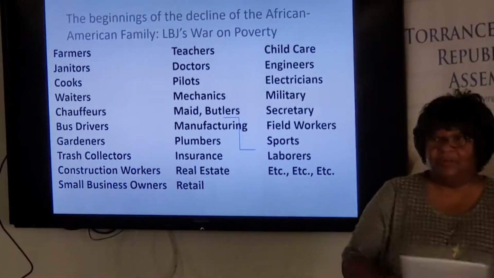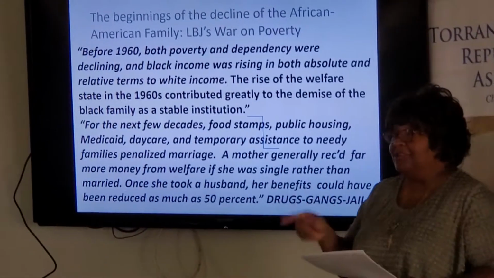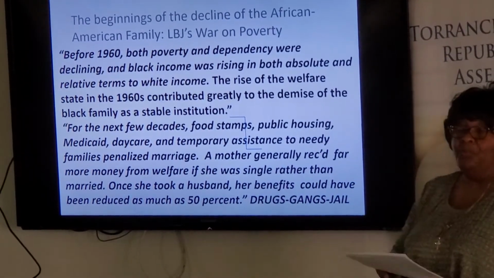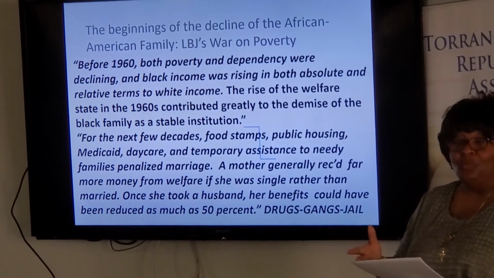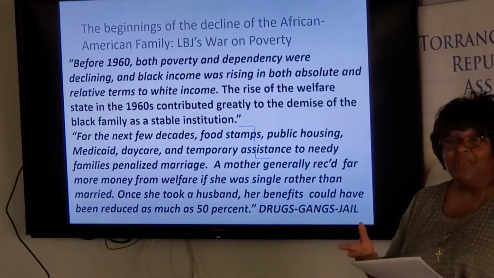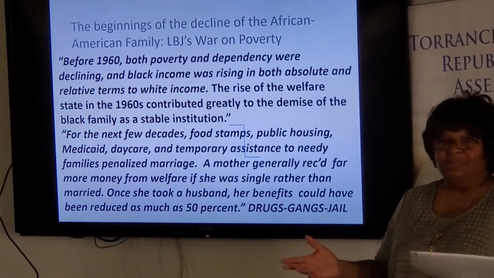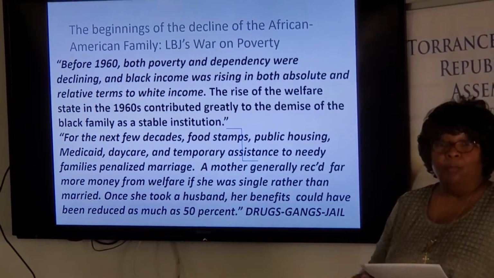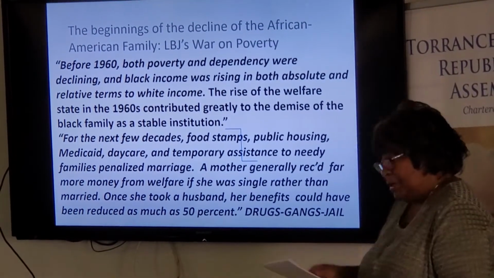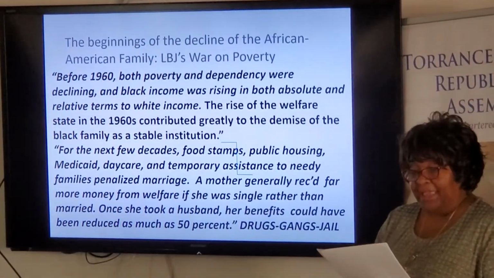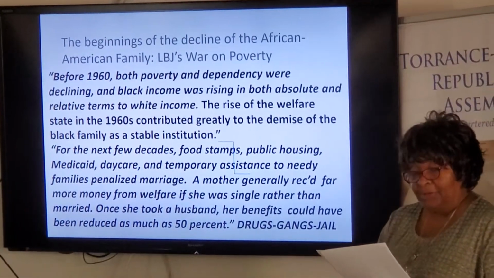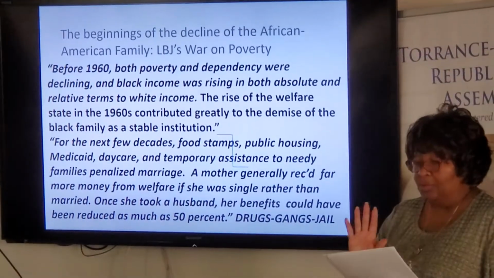Now, also in that period of time, they said they may have spent about $20 trillion for this war on poverty that Johnson wanted. $20 trillion. Where's the money? Why do these neighborhoods look worse than hellholes now, or worse than third world countries? Don't know. So before the 1960s, both poverty and dependence were declining, and black income was rising in both absolute and relative terms to white income. We were doing very well.